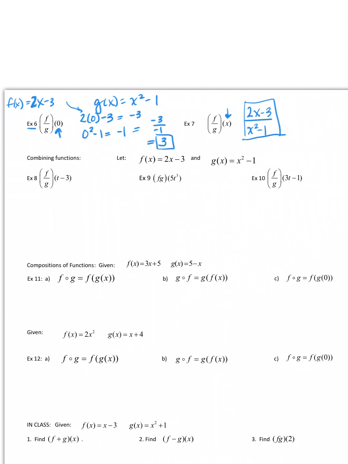All right, now let's try combining functions. This is just taking this up one more notch. What if it's t minus 3? So if I take f and plug in t minus 3 for x, I'm going to put in 2 times t minus 3 minus 3. Okay, I'm just taking this expression and plugging in t minus 3 over g of x, plugging in t minus 3 squared minus 1. So let's clean this up for a moment.